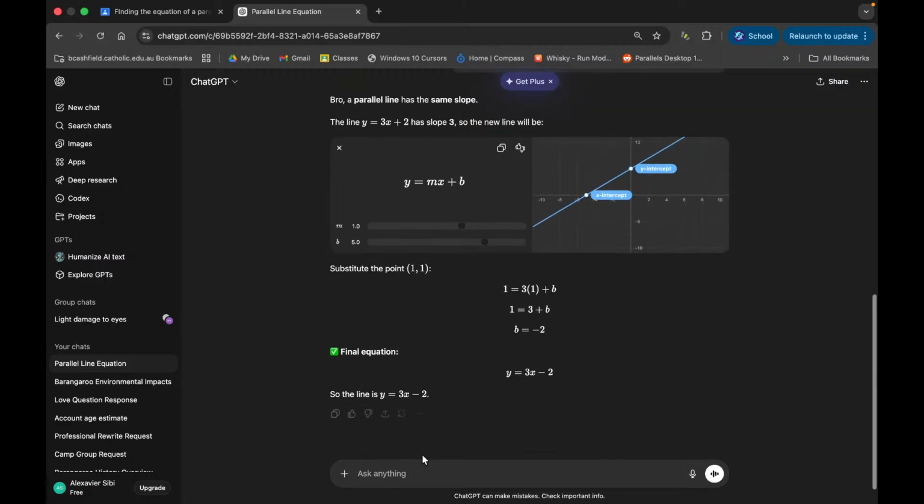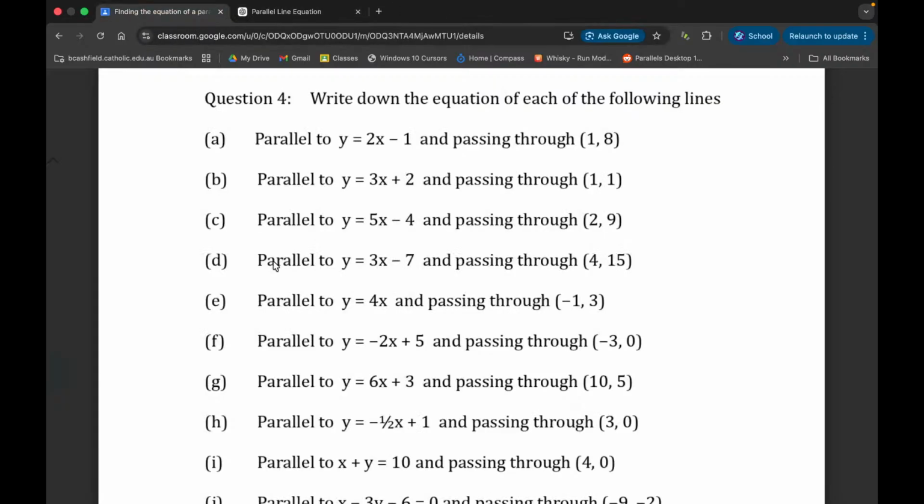I got y equals 3x plus 2. So sweet. Let's hop onto the next page and try one more, and then that's the last practice we'll do for parallel, and then we'll move on to practicing some questions for perpendicular.